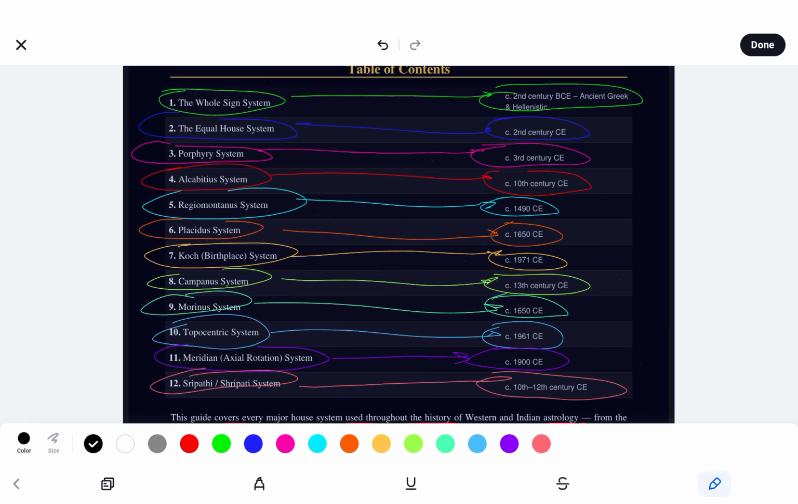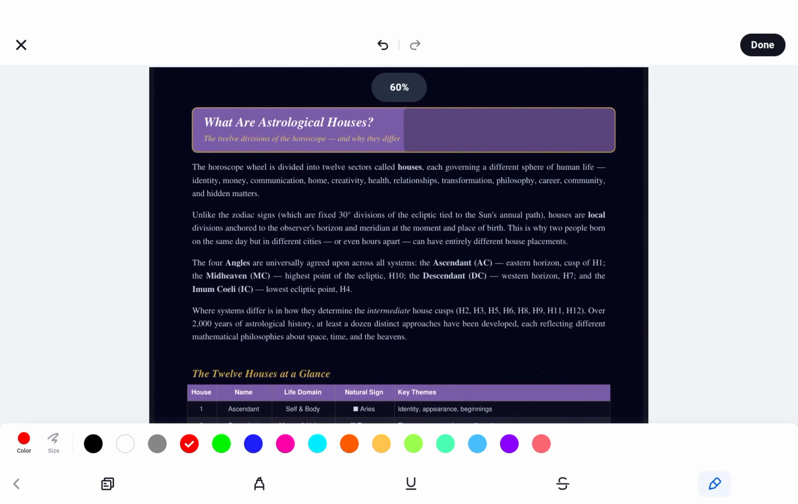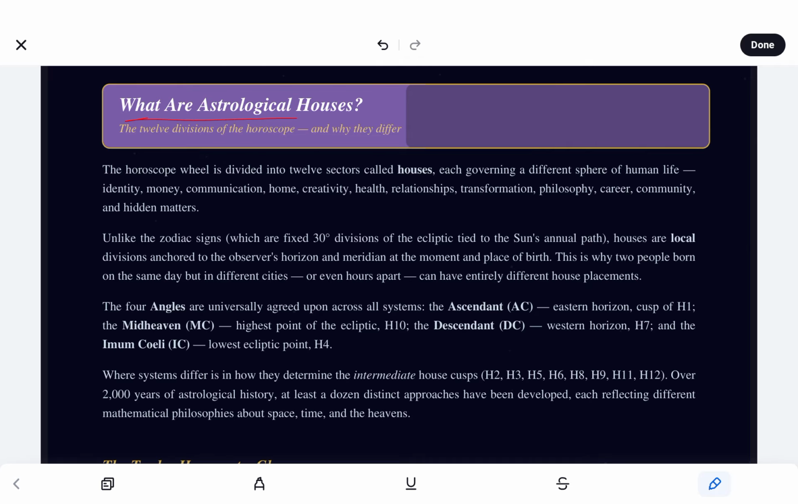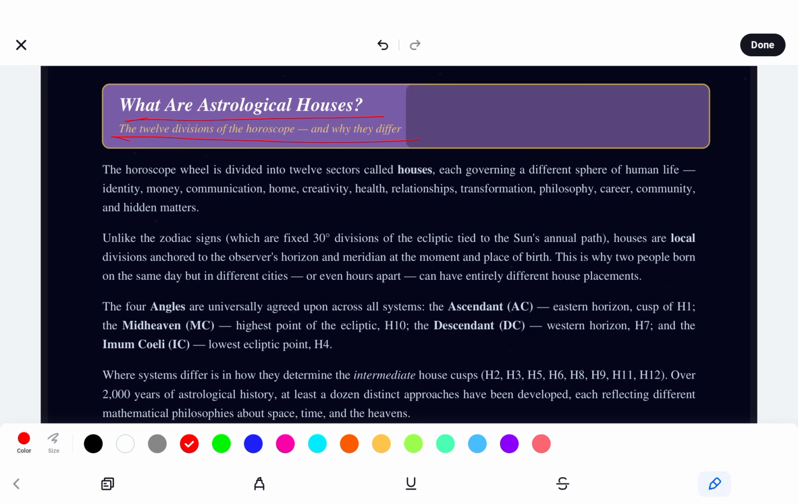So let's get started. We have a lot to go over. So what even are astrological houses? 12 divisions of the horoscope and why they differ.